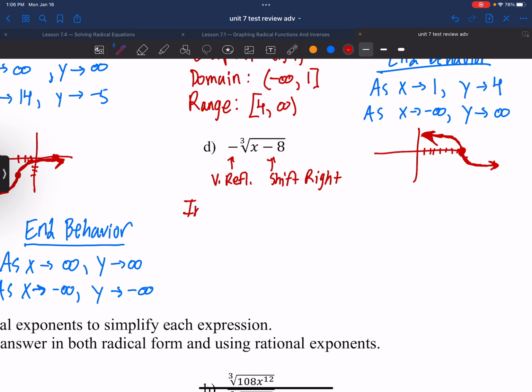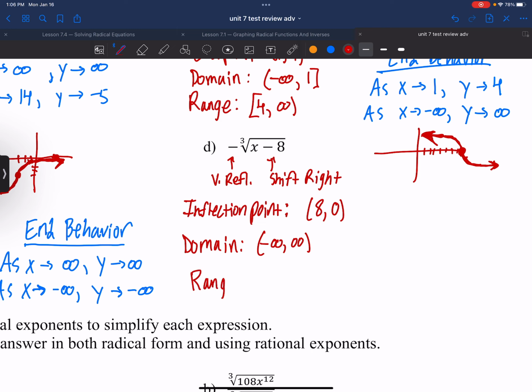So where is my inflection point? Well, it's only shifted right 8. So it moves 8, but the y value stays at 0. And your domain, like we've said, is all real numbers. And so is your range. Again, any shift, stretch, or reflection is not going to change that fact.